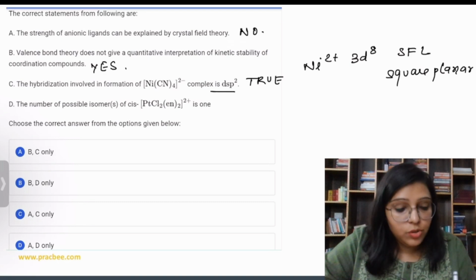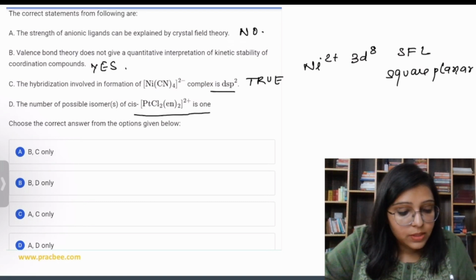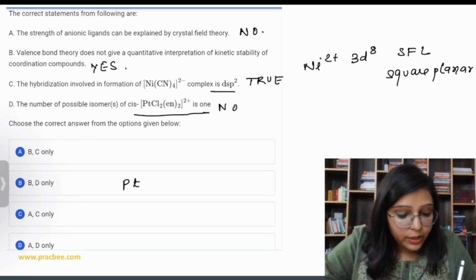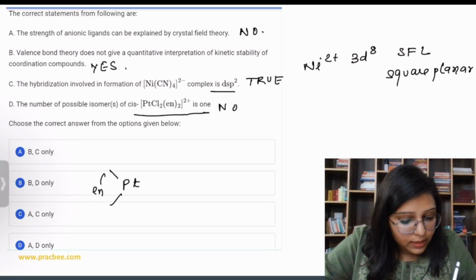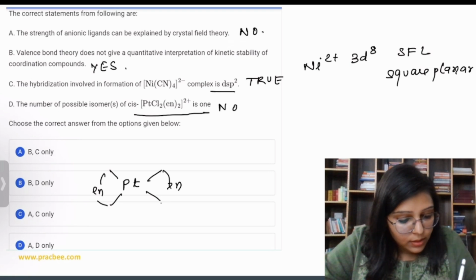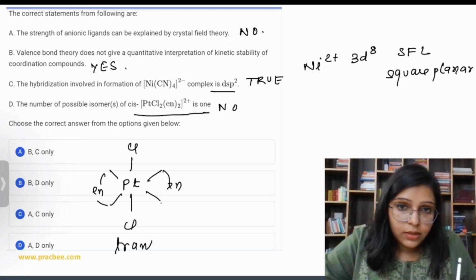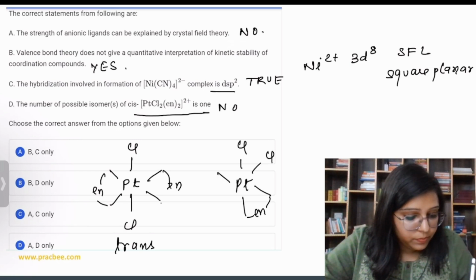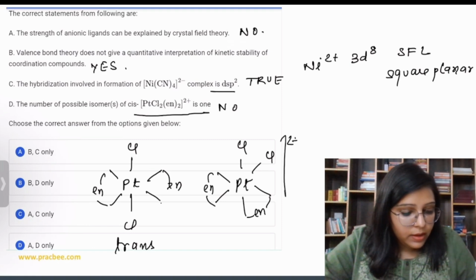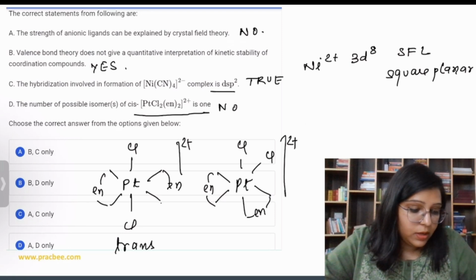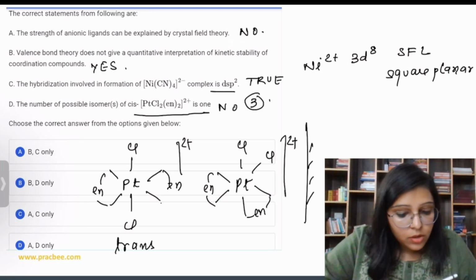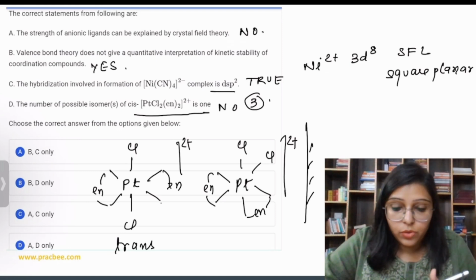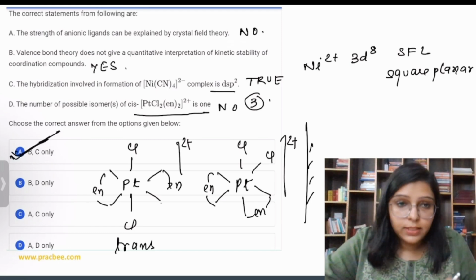Now, number of possible isomers for [PtCl2(en)2]2+ is 1. Is it true? No. See, we have en like this, here en like this. Now Cl. So this is the trans form. Then we can form the cis form like this. This is a cis form, right? And we can also form the mirror image of this one. So total isomers are 3. So the correct statements from the following are options B and C. So option A is the correct answer.